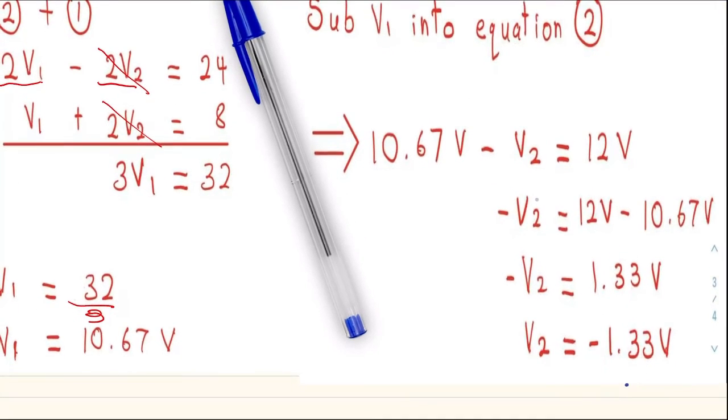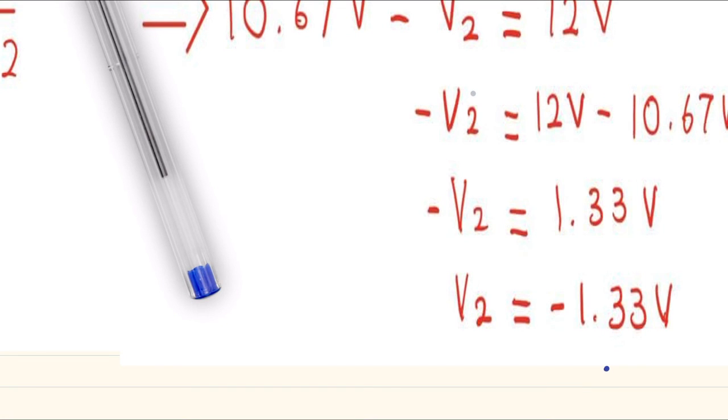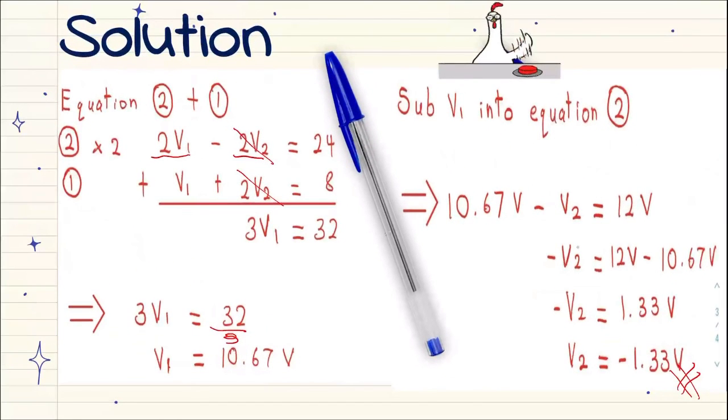Okay, so using basic maths algebra, 12 volt, we minus 10.67 volt, and then we get negative V2 equals 1.33 volt. So in the end, V2 is equal to negative 1.33 volts. So this will be the final answer. Is that correct, Rugen? Yes, correct. So the final answer will be V1 equals 10.67 voltage and V2 equals negative 1.33 voltage.